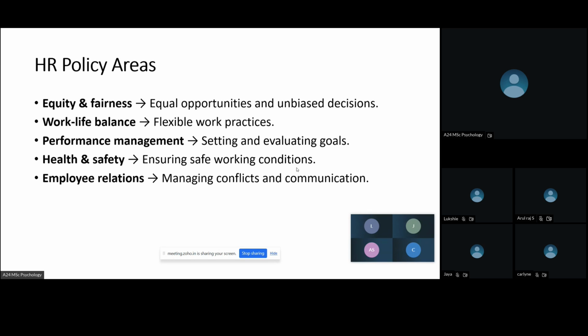And then performance management, again, setting and evaluating goals for the employees. Health and safety, we need to make sure the working conditions are really good. And many companies do a fire drill these days every month, to make sure if there is fire in the building, then the employees know what to do next. This is one such example, but health and safety covers a lot of things. And employee relations, again, managing conflicts and communications between the management level and the low level employees. So HR is acting as a bridge between them. So these are some of the HR policy areas that are discussed in our book.